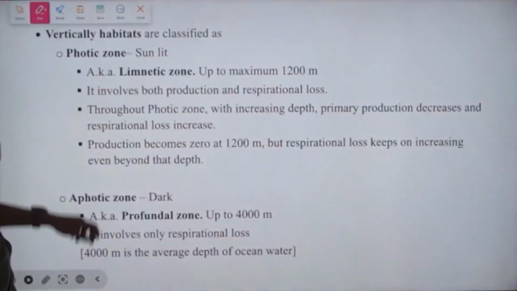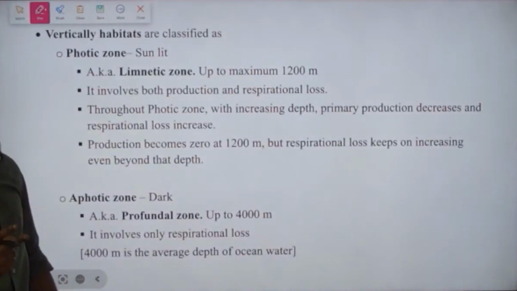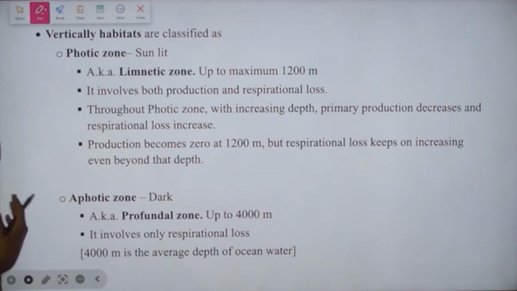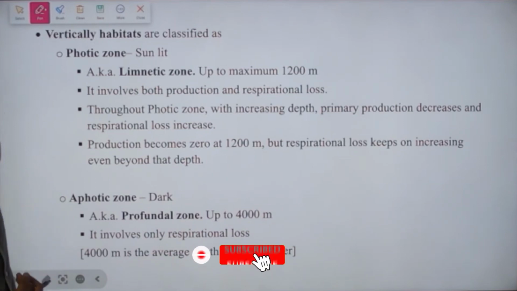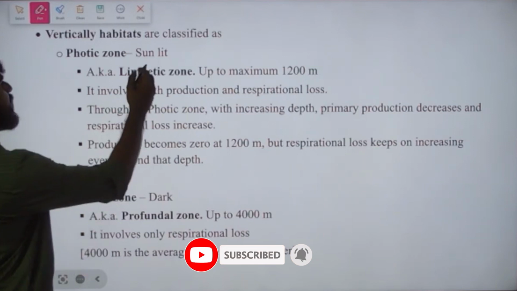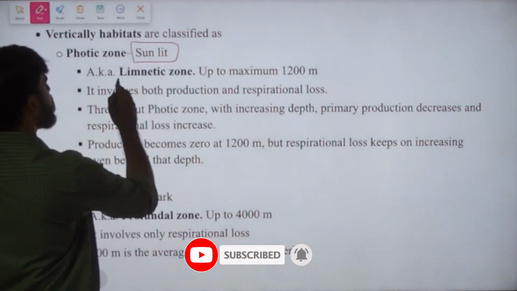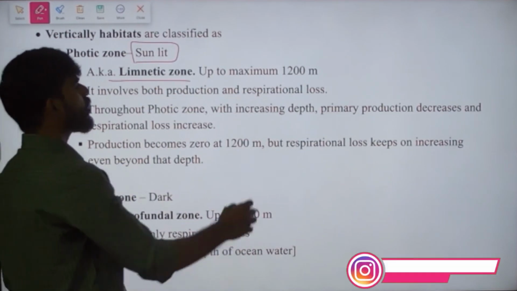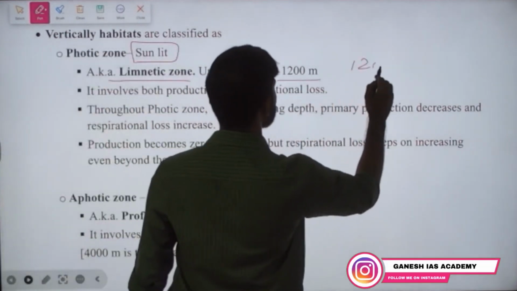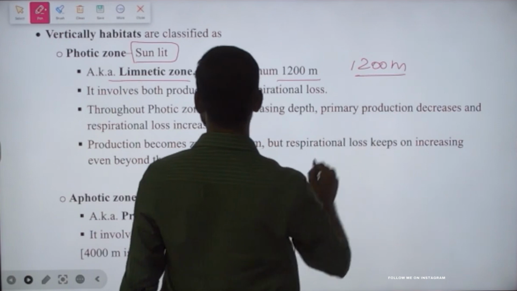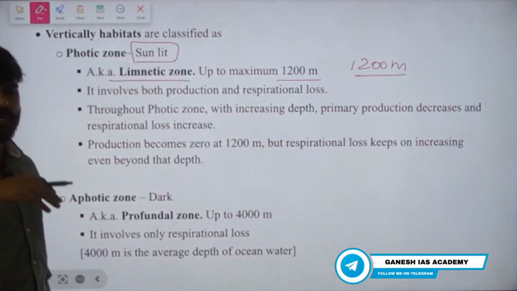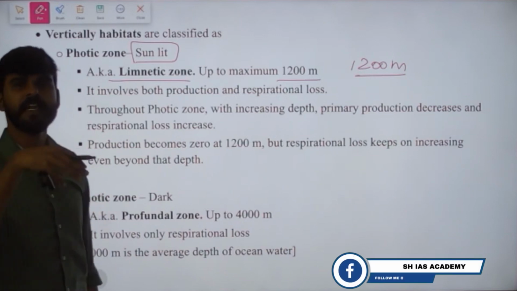Furthermore, details here. Vertical habitats. There are two vertical habitats. Vertically, we can classify the habitat in an aquatic ecosystem. First is the photic zone, and the second one is the aphotic zone. What is the photic zone? The sunlit zone is called the photic zone. It is also called the limnetic zone. That is up to 1200 meters. It is called the limnetic zone or photic zone, which means up to that depth sunlight can penetrate.